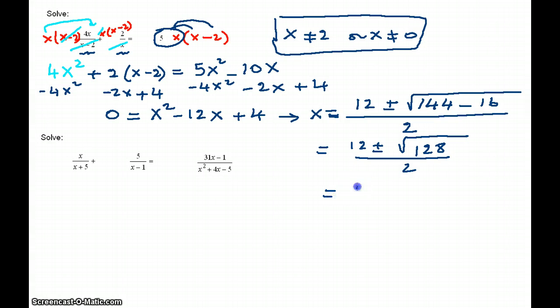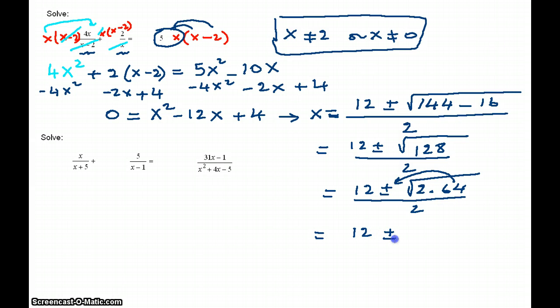I can simplify one more time. As you know, 128 is equal to 2 times 64, and 64 is a perfect square. It comes out as an 8, so this would be 12 plus or minus 8 square root of 2 over 2. One more step here. 12 over 2 is 6, and 8 over 2 is 4 square root of 2. So that would be the final answer. And of course, none of them is 2 or 0, so this would be the final answer for this one.